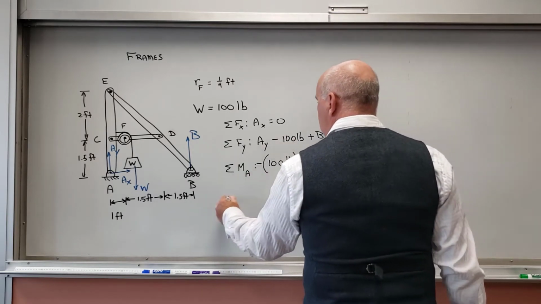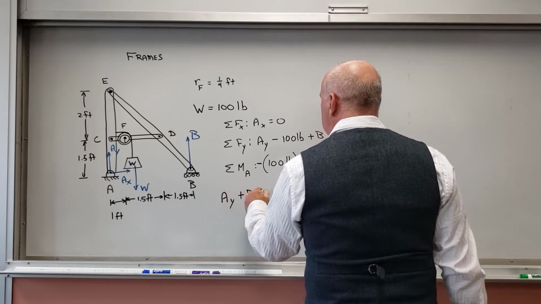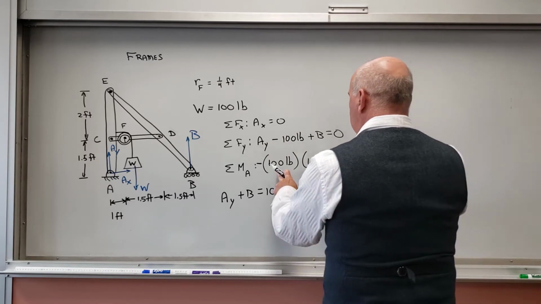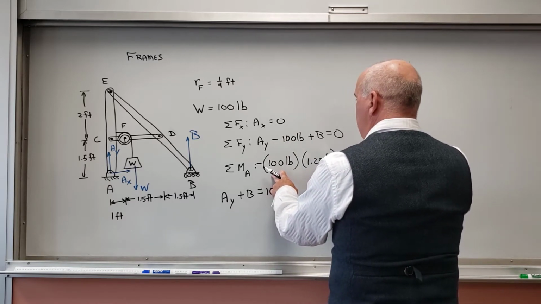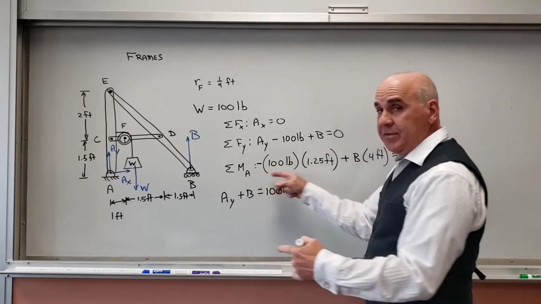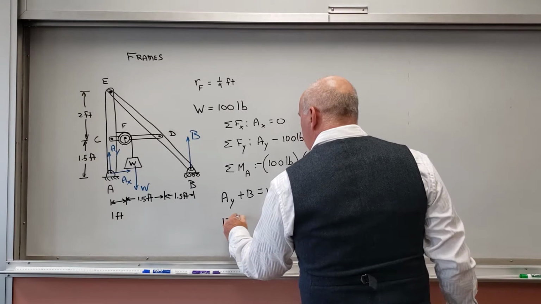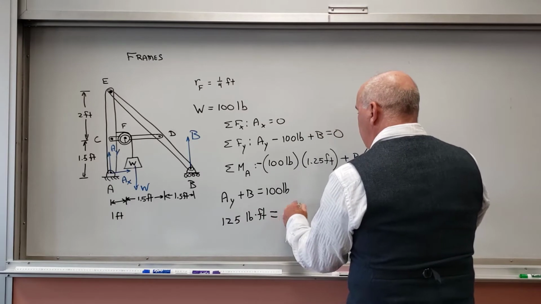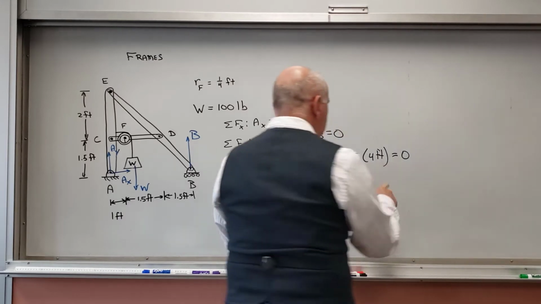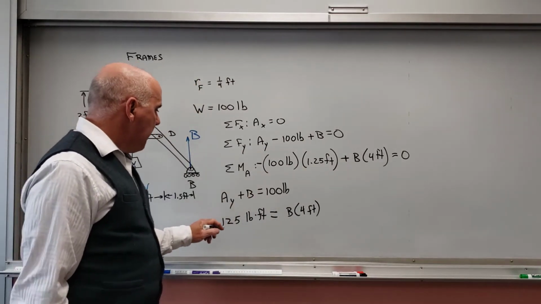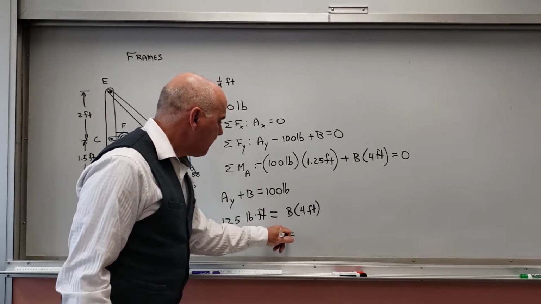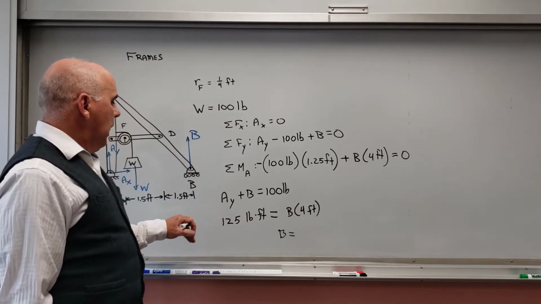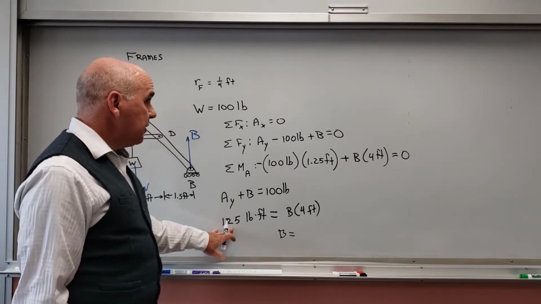All right, so I get A sub Y plus B equals 100 pounds. That's from here. And then I have 125 pound-feet. I'm going to bring this as negative, so I'm going to bring it to the other side of the equal sign. So 125 pound-feet equals B times 4 feet. Okay, so I brought this term over. And so B is equal to 125 pound-feet over 4 feet. So that's going to be 25 and then another 6.